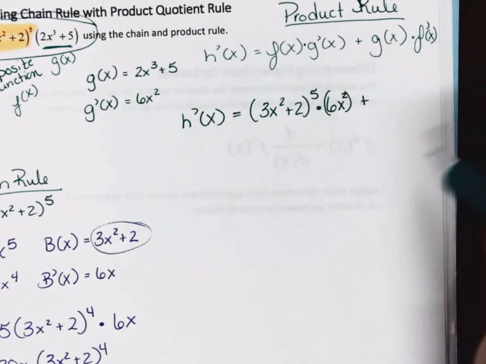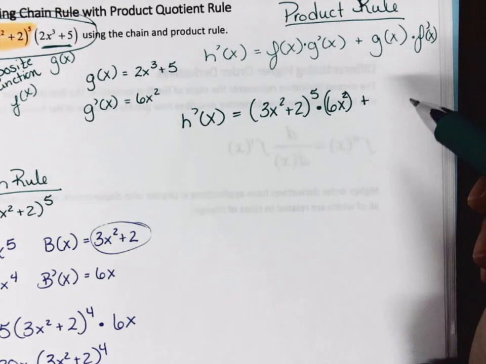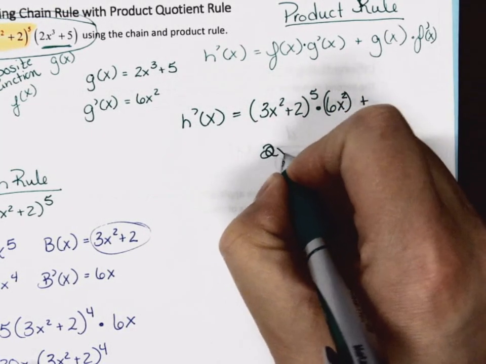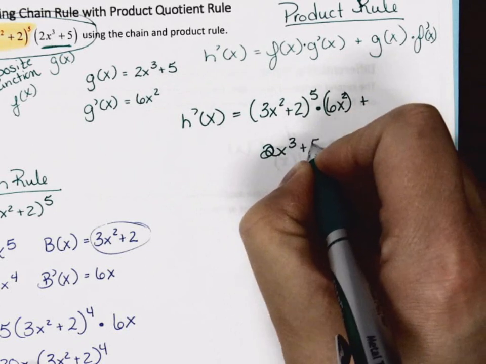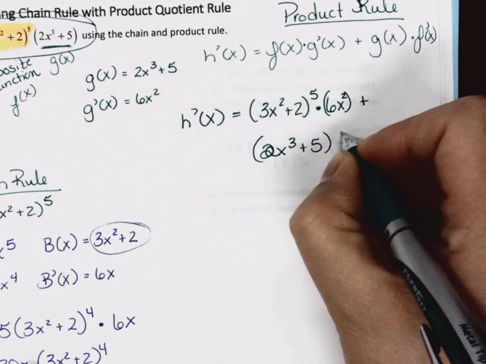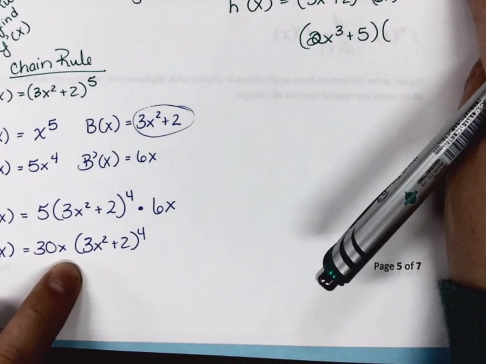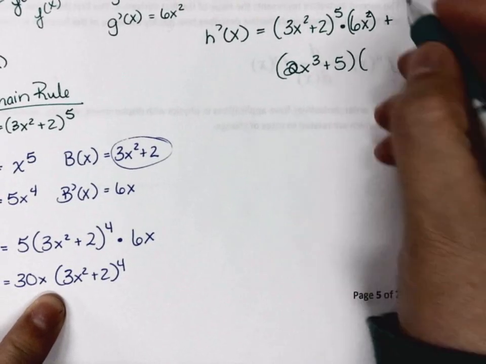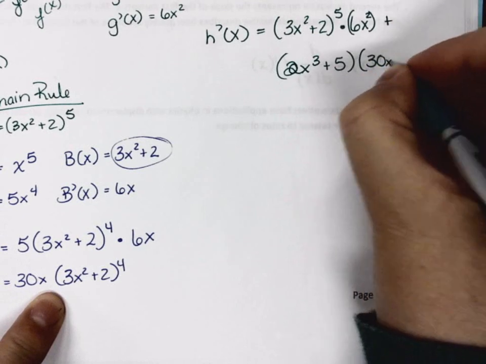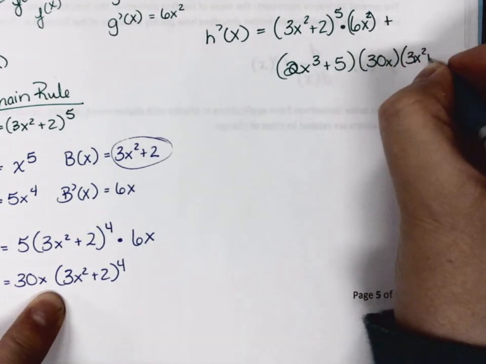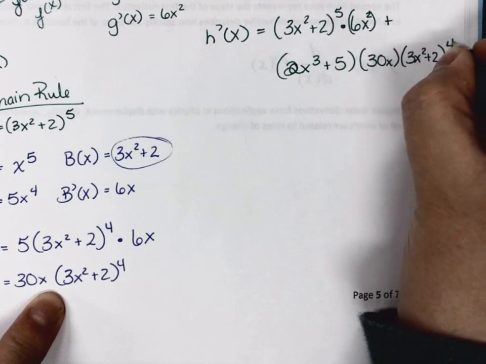And I'm going to run out of room, so I'm just going to go to the next line. So then we take the g of x function, the original, 2x cubed plus 5, and we're going to multiply that by the f of x derivative, which we had to use the chain rule to find. So that's this one down here, 30x times 3x squared plus 2 to the exponent 4.